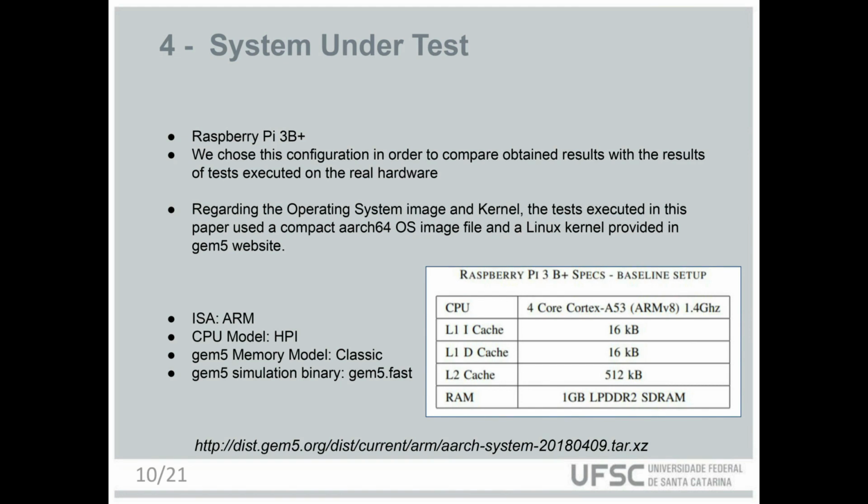For the simulation hardware parameters, we chose the Raspberry Pi 3B Plus. We chose this configuration in order to compare the results from the simulation with the results from real hardware tests. Regarding the OS image file and kernel, the tests executed in this work used the compact ARM64 OS image file and a Linux kernel provided in this link.